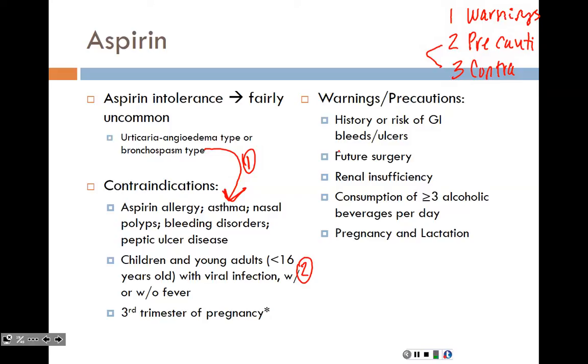Are there tests that are done for children that could get Reye's syndrome? Kristen's question is, do they test for people who are at risk for Reye's syndrome? No, they do not.